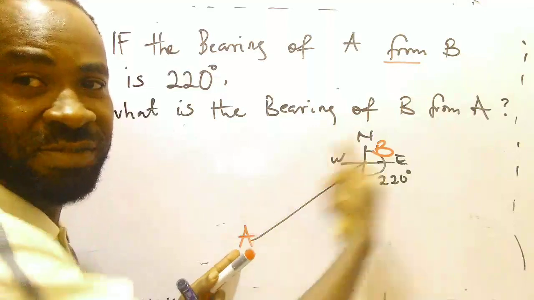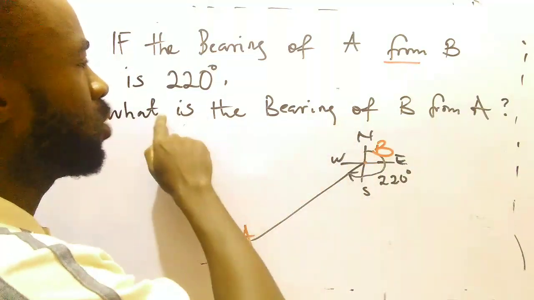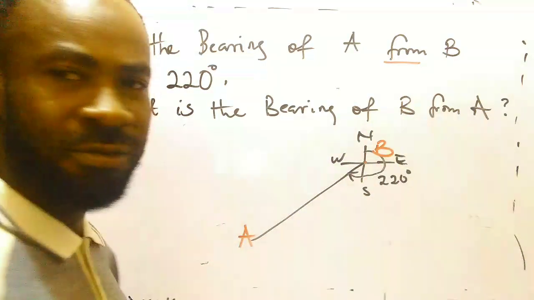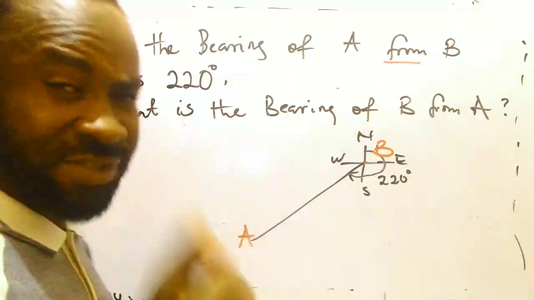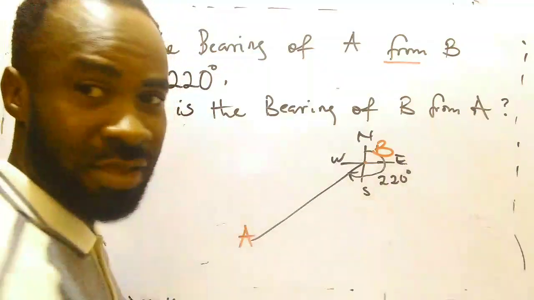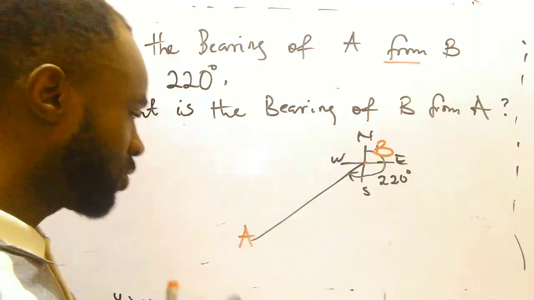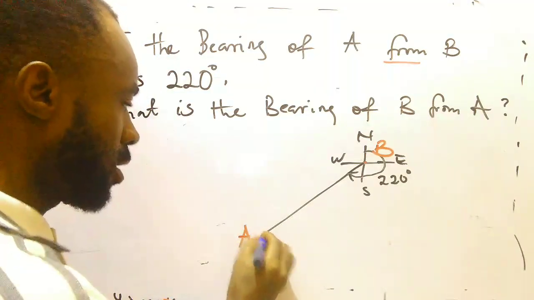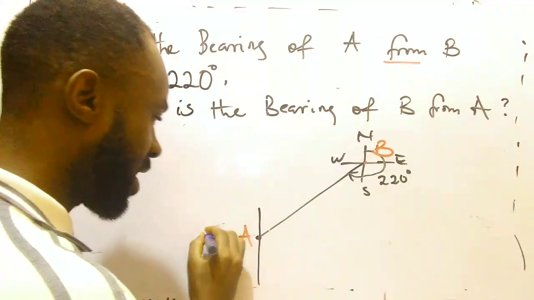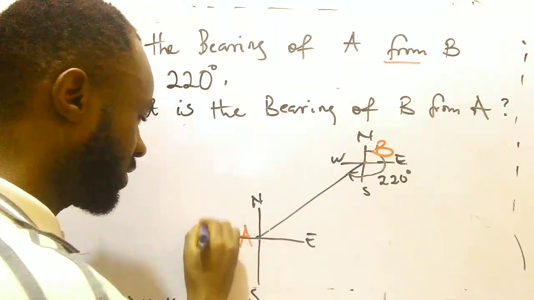So this is the bearing of A from B, that is to tell you that it is being measured from B. Now let's come back to this other question. The question says, what is the bearing of B from A? Now you can see that there's a change in the reference point. The reference point now is A. So since the reference point is now A, we'll come to A. We're going to create a cardinal point at that point A: north, south, east, and west.